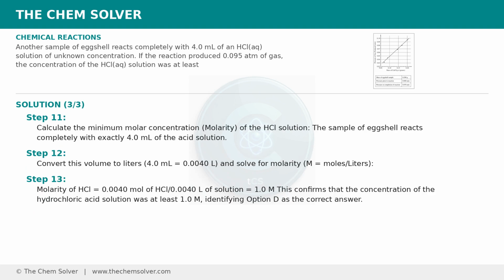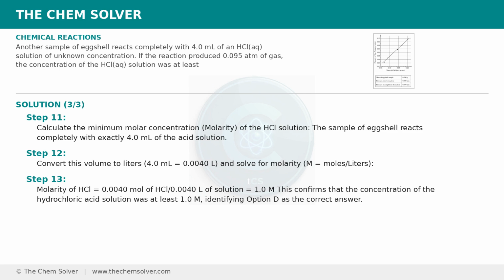Calculate the minimum molar concentration, molarity, of the HCl solution. The sample of eggshell reacts completely with exactly 4.0 milliliters of the acid solution. Convert this volume to liters. 4.0 milliliters equals 0.0040 liters, and solve for molarity. M equals moles over liters. Molarity of HCl equals 0.0040 moles of HCl over 0.0040 liters of solution, which equals 1.0 molar.